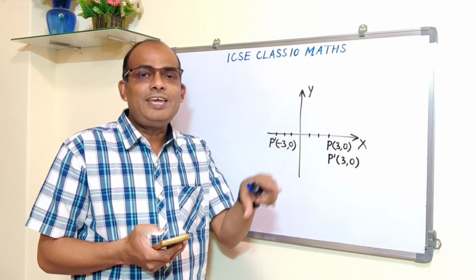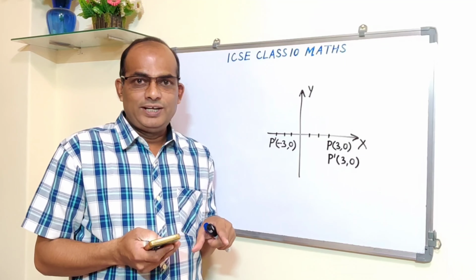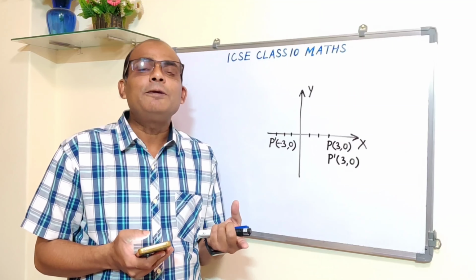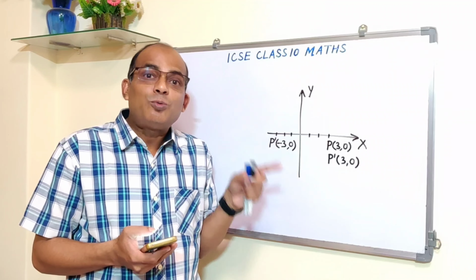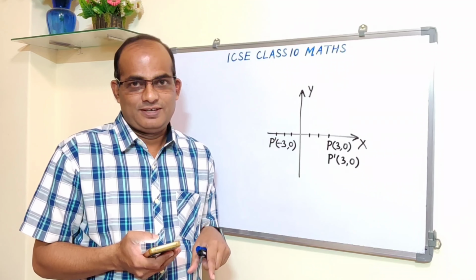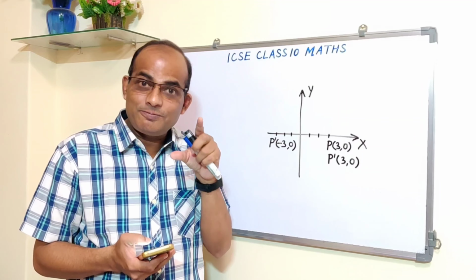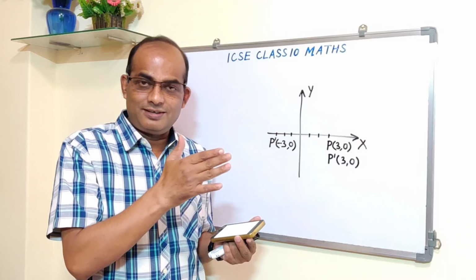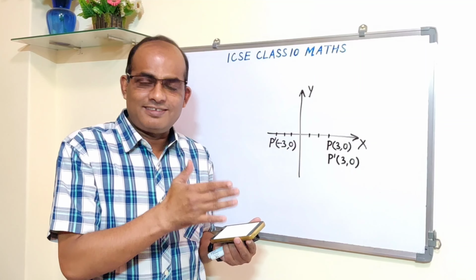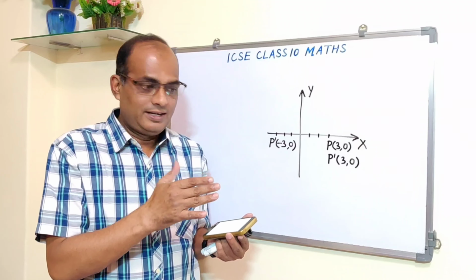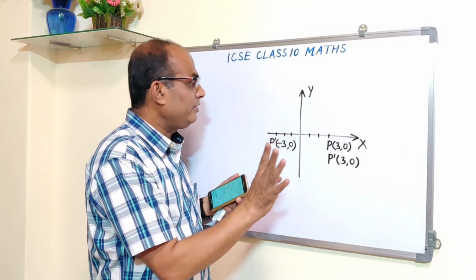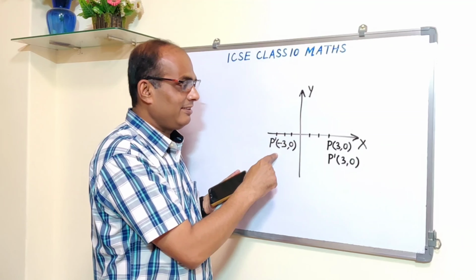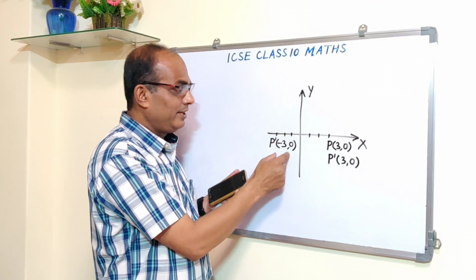Coordinates should be the same. The coordinates of the reflected point, the image, should be the coordinates of the point P itself. Then we say that point is an invariant point with respect to a certain axis, certain line. Alright. So this point P(3, 0) is not invariant when it is reflected in the y-axis, because then the coordinates are different. Here it is (3, 0), here it is (-3, 0).